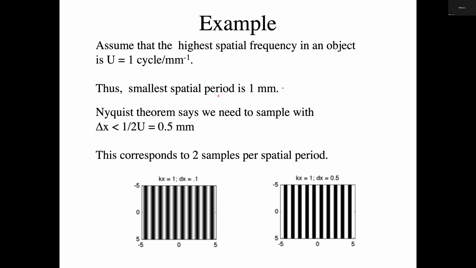Well, we just did this example. So if your period here, well, we're calling these millimeters, I guess, the period is 1 millimeter here, then you need a sampling rate such that the distance between points is half of that. Okay, so 2 samples per spatial period.